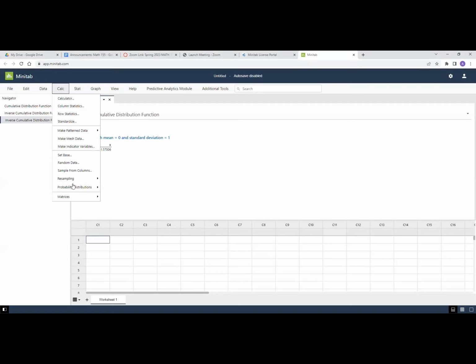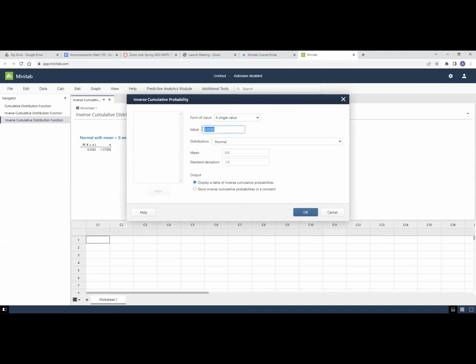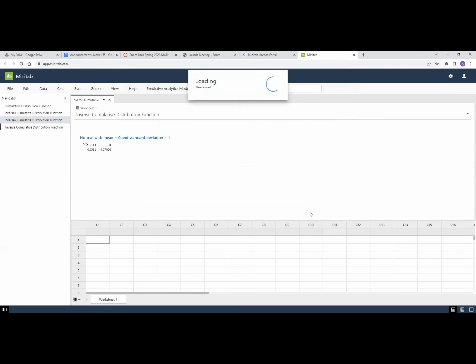Okay. So I'm going to click on Calc, click on Probability Distributions, click on Inverse Cumulative. And instead of the value of 0.0 whatever, I'm going to put in 0.98. Okay. Now I'm not done yet because this isn't asking me for a z-score anymore. I'm asked to figure out what the actual x value is. So I need to go and change my mean and standard deviation to 100 and 15. Okay. So I'm going to click OK.